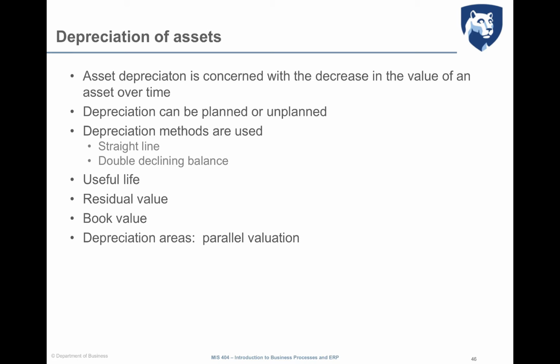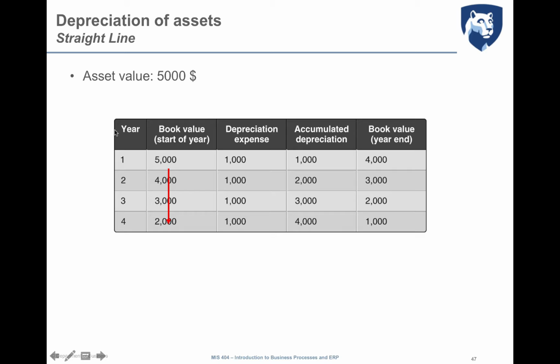Let's focus first on what you have already seen as depreciation, so asset depreciation, which is concerned with the decrease in the value of an asset over time. First of all, depreciation can be performed using two different and complementary approaches: the straight line approach and the double declining balance approach. Let's see the difference between the two.